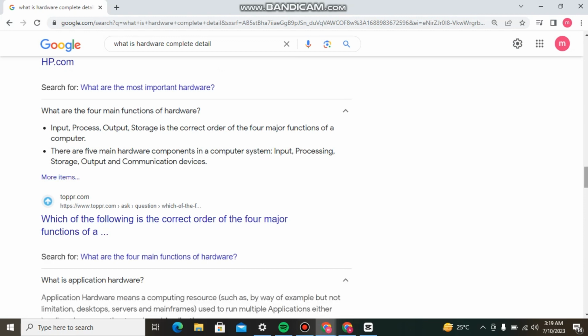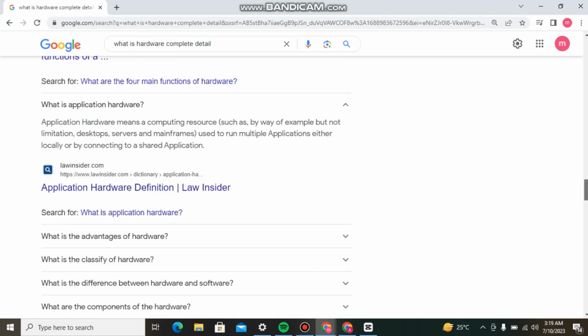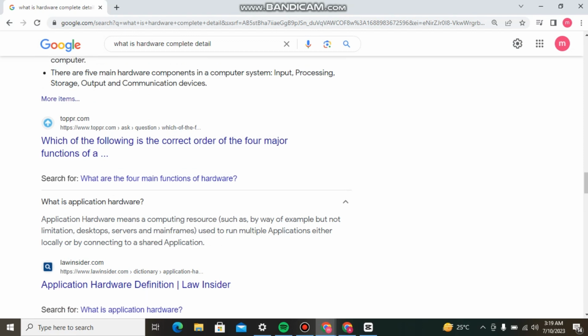What is application hardware? Application hardware means computing resources such as, by way of example but not limitation, desktops, servers, and mainframes used to run multiple applications either locally or by connectivity and shared application.